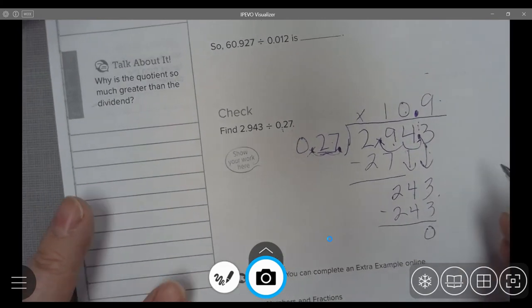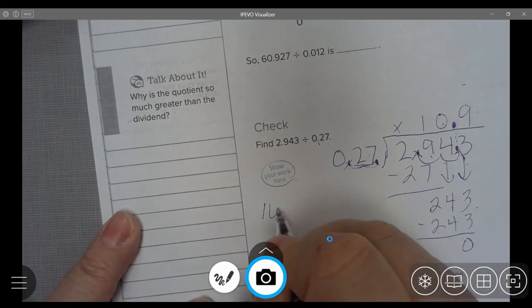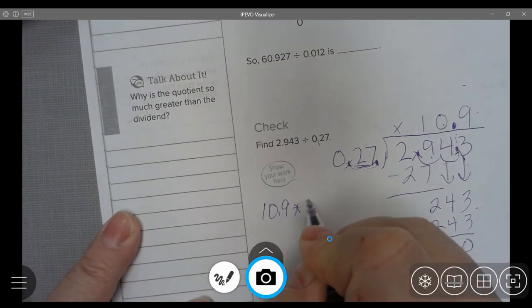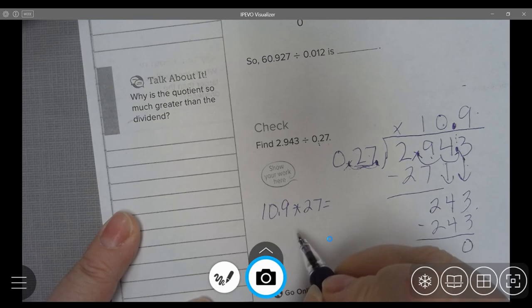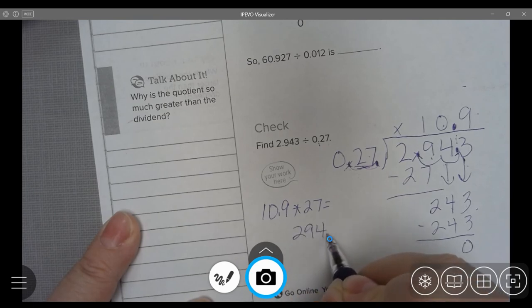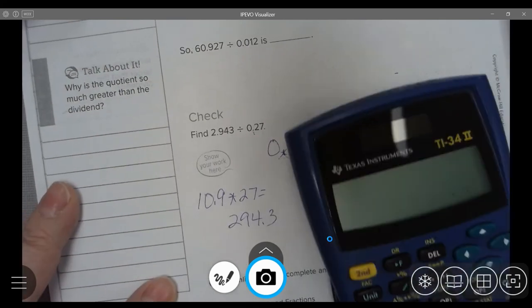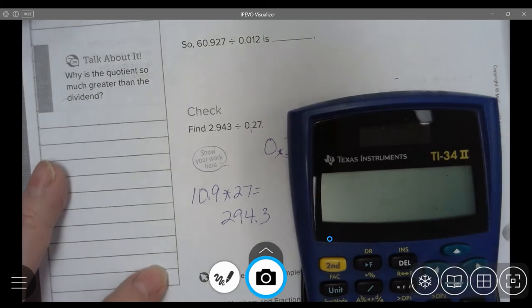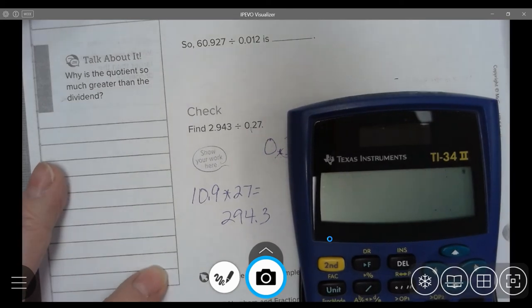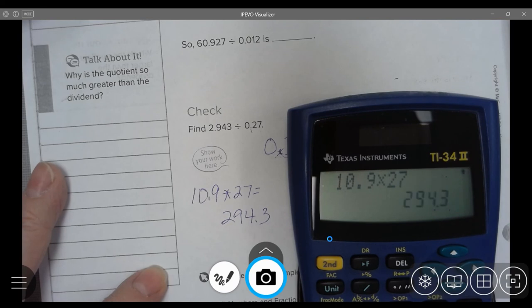And how do we know that? We could check it. 10 and 9/10 times 27 will give you 294 and 3/10. Let's check that on the calculator to be sure. So 10 and 9/10 times 27, and it's going to give us 294 and 3/10.